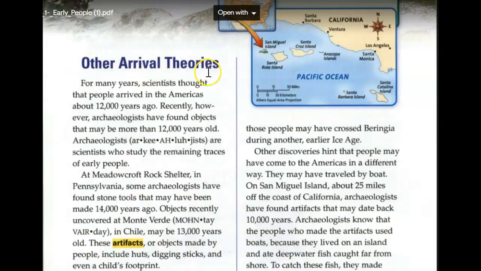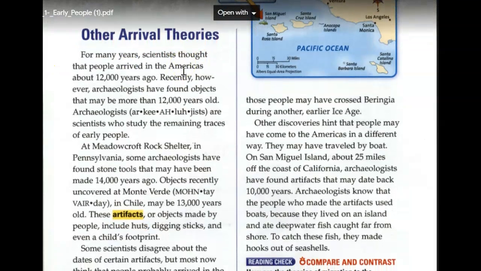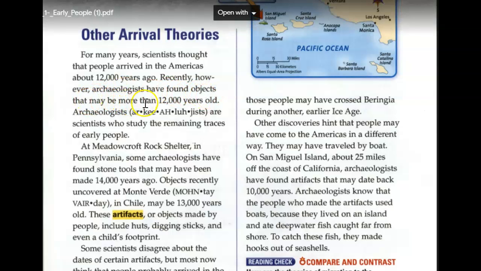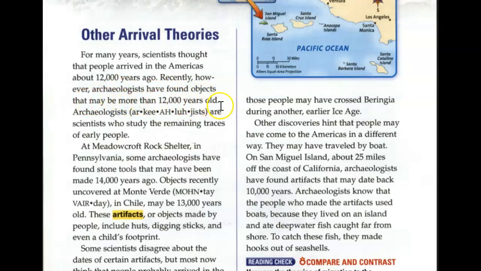Other arrival theories. This is our next section on your Cornell notes. What are the other arrival theories? For many years, scientists thought that people arrived in the Americas about 12,000 years ago. Recently, however, archaeologists have found objects that may be more than 12,000 years old. Archaeologists are scientists who study the remaining traces of early people.